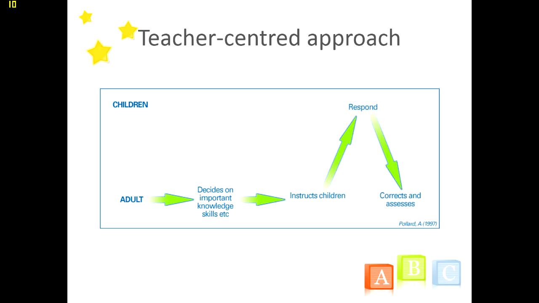So, as you can see in this diagram of the teacher-centered approach, you have the adult over here deciding on what is important for a student to know. After deciding on what the adult is going to instruct the child, here we have the decision-making process. The adult instructs, the child responds to the adult, and then the adult corrects and assesses the child.